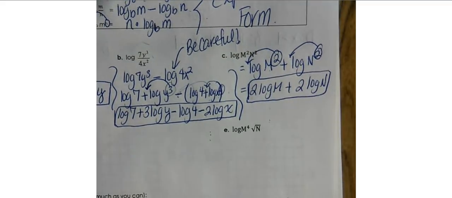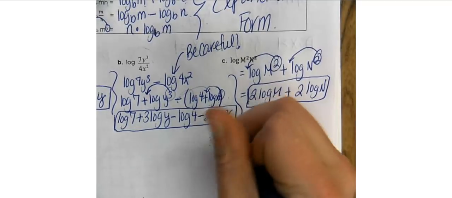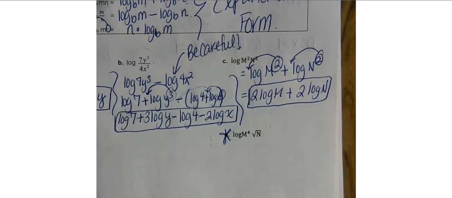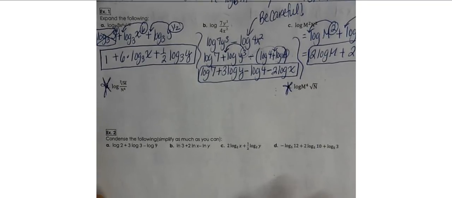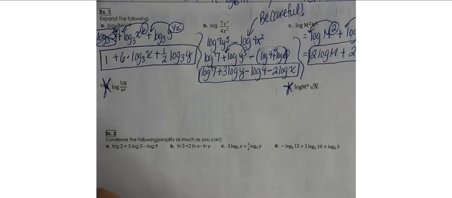What I would like you to do at this time is please go ahead and try letter D and letter E on your own. See if you can expand those, and when you have an answer, go ahead and restart the video. I strongly recommend, though, that if you have yourself a root, change it to a fraction exponent so that you can use your properties.